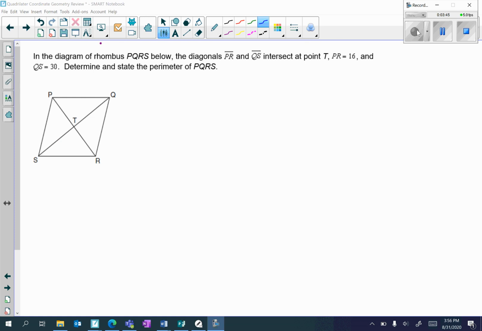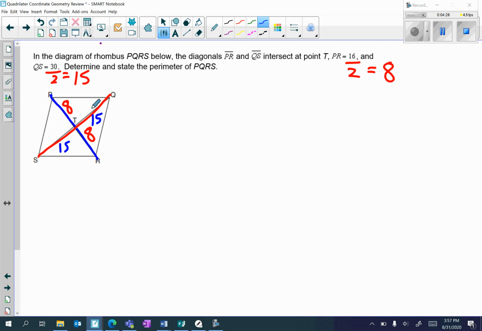Next, in the diagram of rhombus PQRS below, diagonals PR and QS intersect at point T. PR, which is the length of a diagonal, is 16, and QS, which is the other diagonal, is 30. Determine and state the perimeter of PQRS. Now remember, the diagonals bisect each other. So I want to cut this in half, so I'm going to divide it by 2, and I'm going to get 8. So PR gets sectioned off in 2 pieces of 8. The same for QS divided by 2. 30 divided by 2 is 15, which means this is 15 and this is 15.